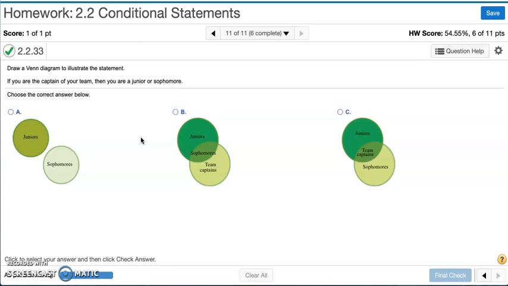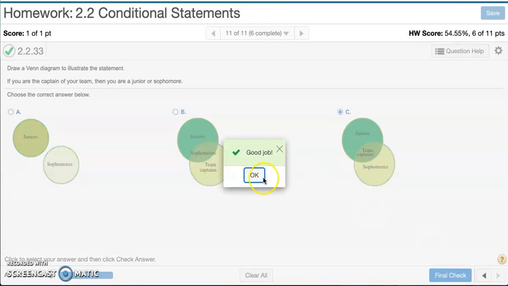Number 11, it says draw a Venn diagram to illustrate the statement. If you are the captain of your team, then you are a junior or sophomore. The answer would have to be C, because it shows team captains are either juniors or sophomores, so it would have to be C. And that's number 11.